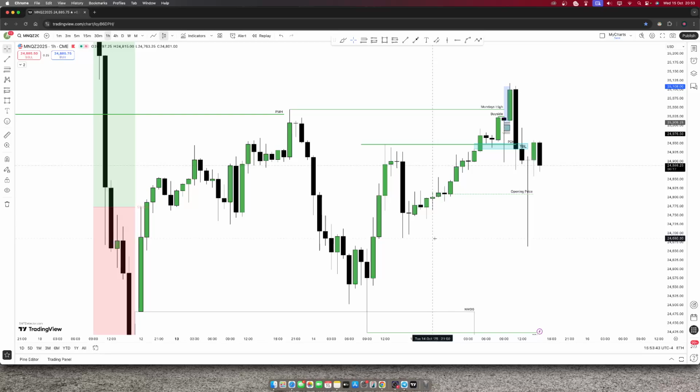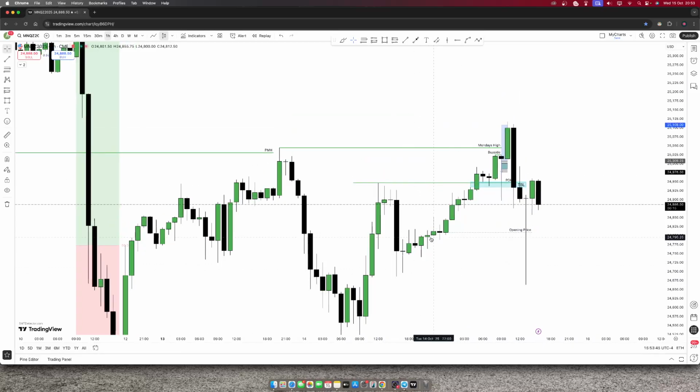But to begin, what happened from the Asia session is that price opened here and aggressively ran above the prior daily high. So I'll give you guys context on what happened: when the market opened, price aggressively ran above the prior daily high.